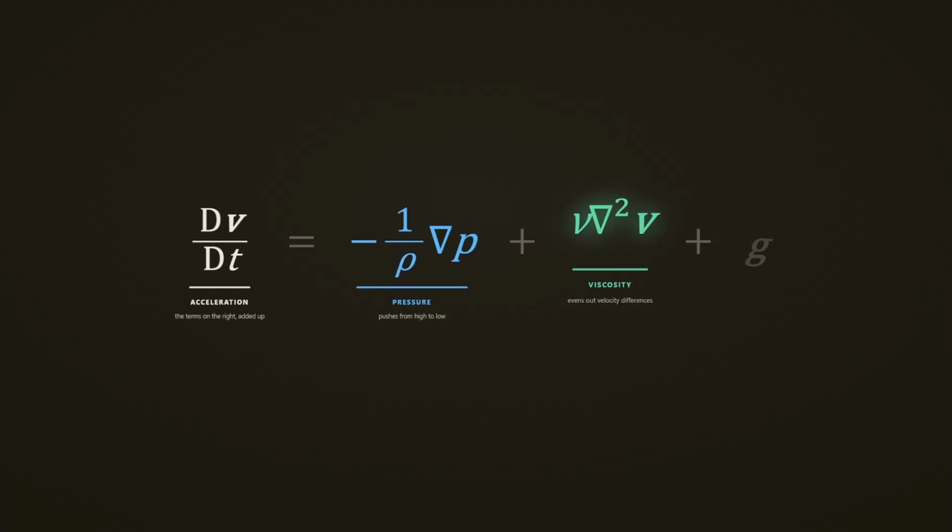Second is the viscosity. This one looks at how a blob is moving compared to its neighbors, or how a particle is moving compared to its neighbor particles, and drags them toward the same speed. It smooths out the differences, basically. With a lot of it, you get honey, and with just a little bit, you get water.